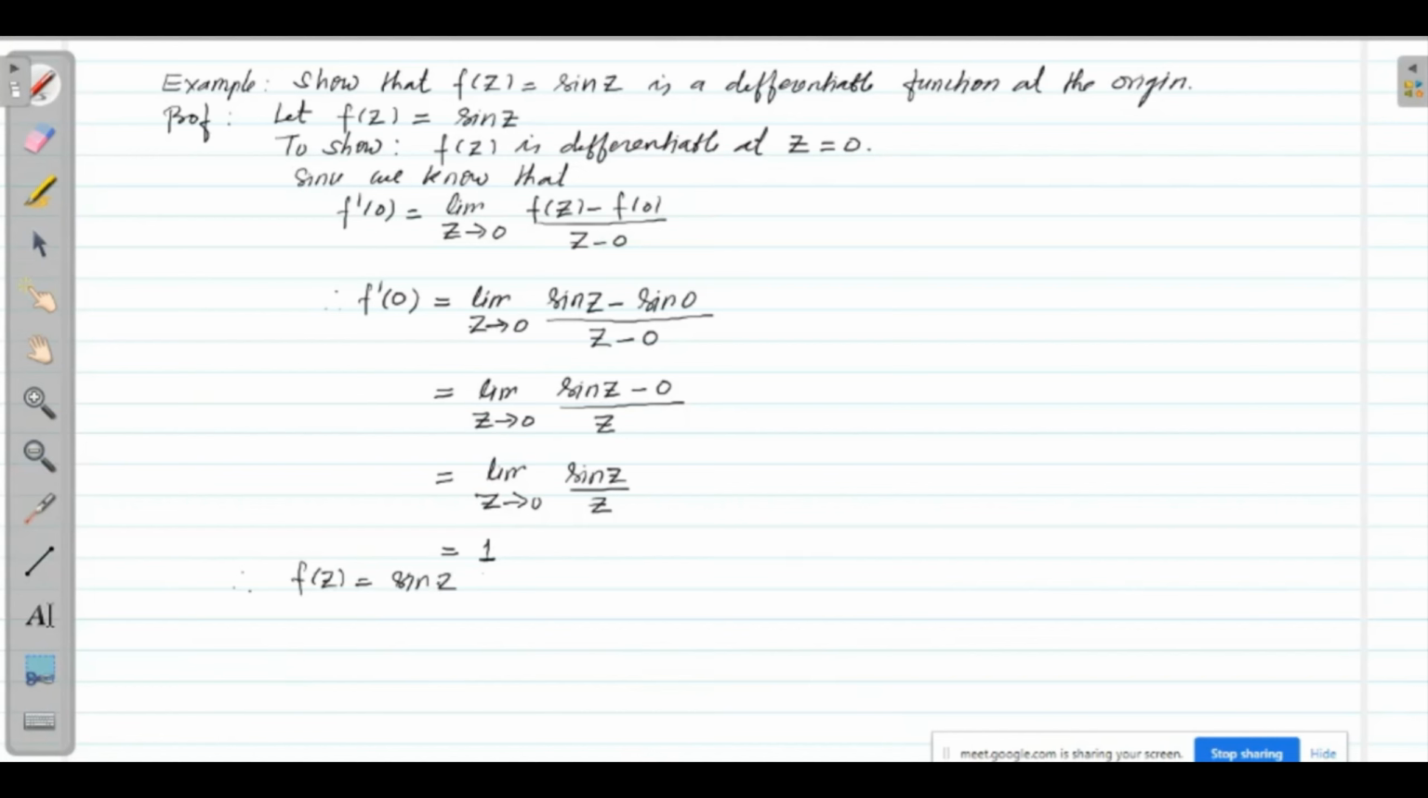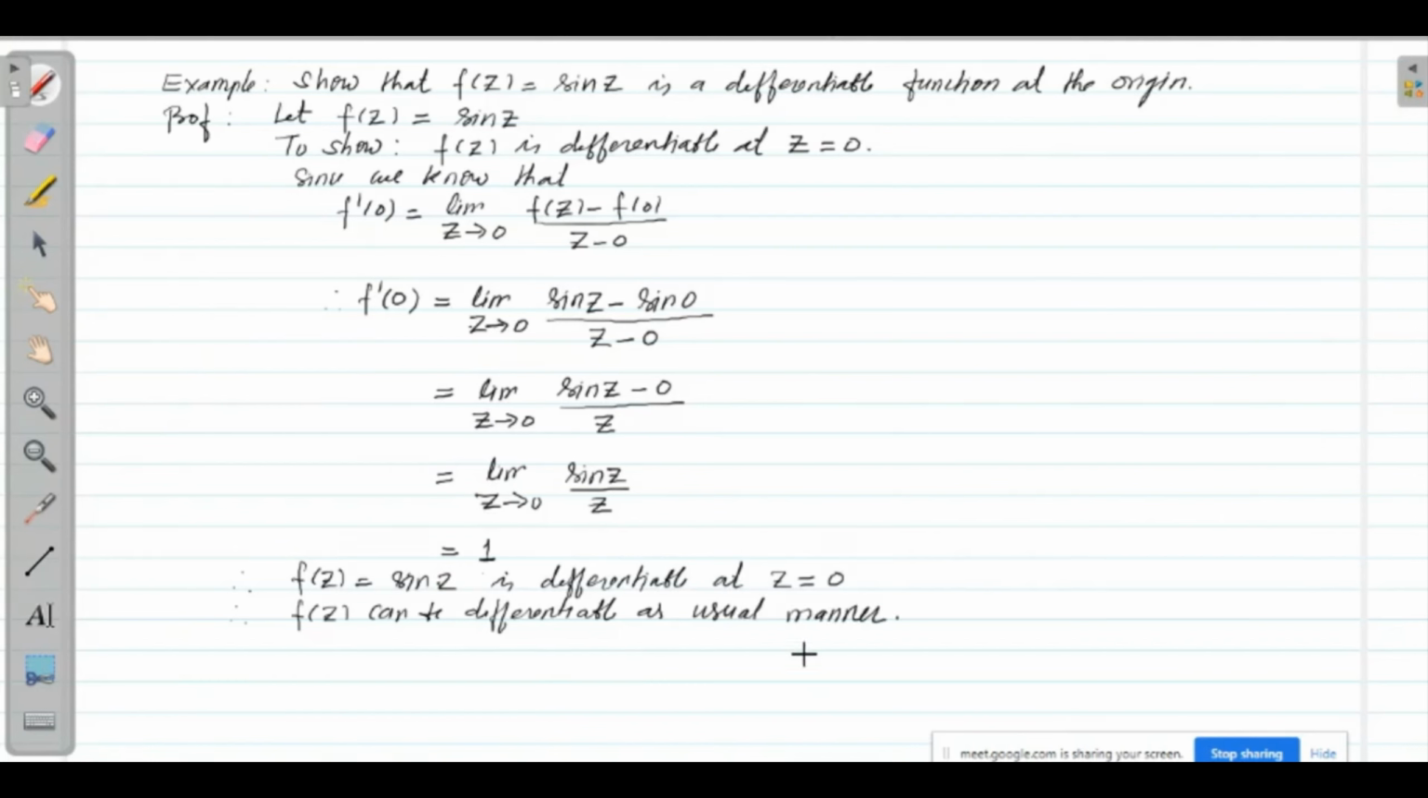Now from this you can conclude that f of z equal to sine z is differentiable at z equal to 0. Therefore f of z can be differentiated in the usual manner.